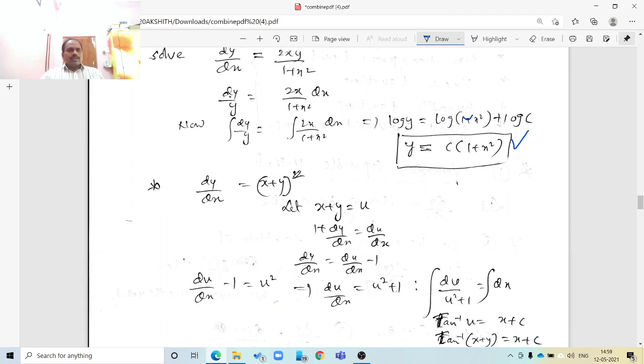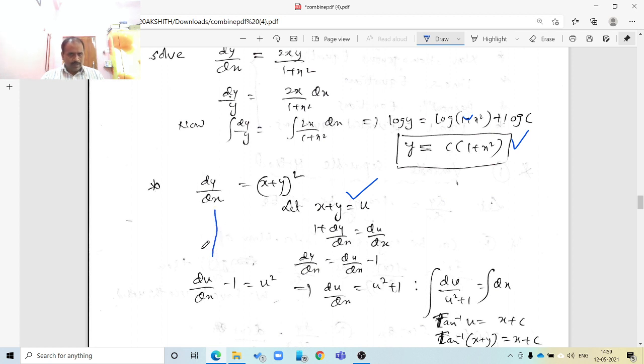And dy by dx is equal to (x plus y) whole square. This is an implicit function, so we cannot split the x and y terms separately. So in this case, you have to take x plus y is equal to u. After substitution, you differentiate: 1 plus dy by dx is equal to du by dx. Therefore, dy by dx is equal to du by dx minus 1.